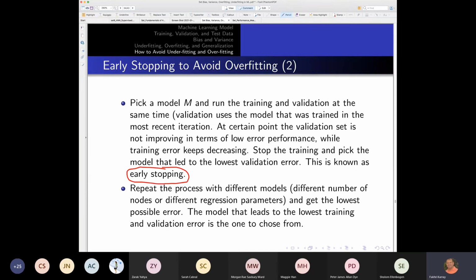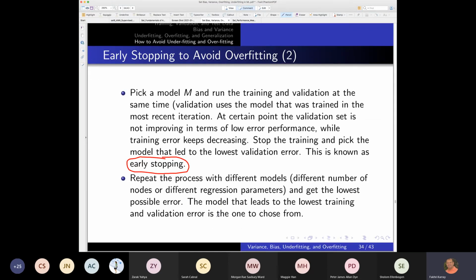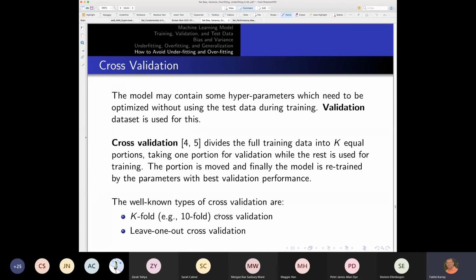Okay. Repeat the process with different models, different numbers of nodes or different regression parameters, and get the lowest possible error for the system. The model that gave you the lowest error is the model that you should select for your particular system. This might become very helpful for assignment number 1.